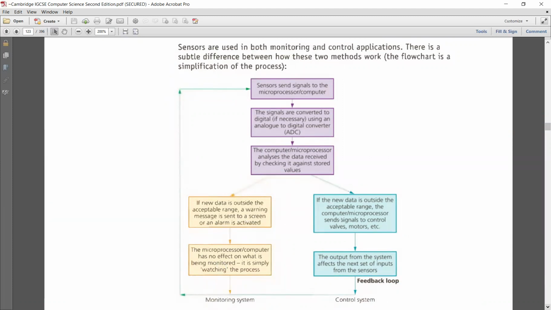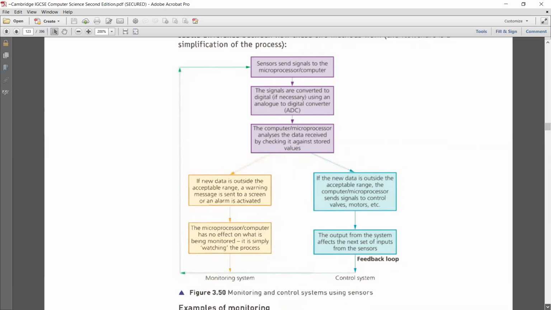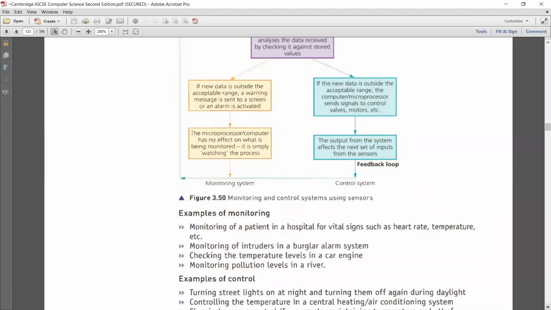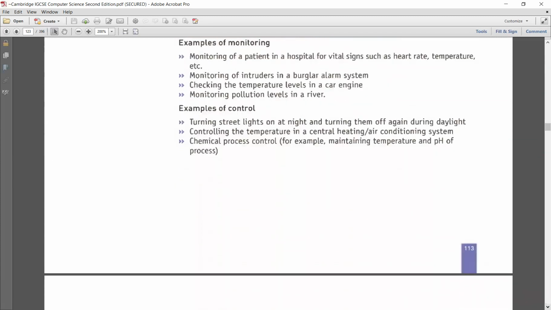On the contrary, in the controlling application, if the new data is outside the range, the use of valves is there, and definitely the use of a DAC in between. The output from the system affects the next set of input. And you can see the role of feedback, which is missing from the monitoring application. So a feedback loop is activated, the process continues, and the readings are taken once again. This is how we can frame a very comprehensive answer to score easily. If it's a 4-mark question, give 4 valid points, for a 5-mark question, 5 valid points. And remember to follow the sequence so that it gives a good impact on the examiner.